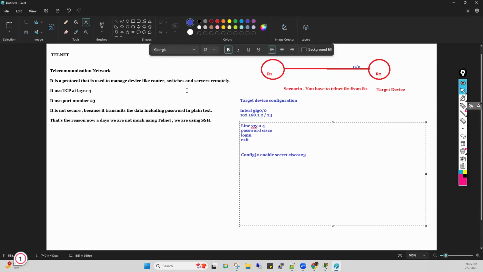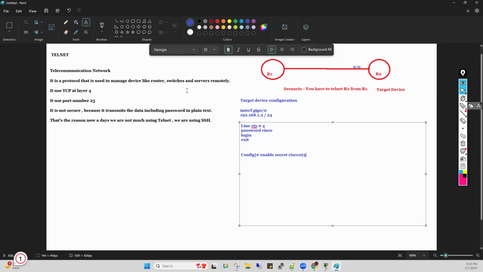Basically, enable secret is a secure password which I am setting in the privilege mode. Getting my point? For example, if I am asking you, on the router, total how many modes are there? Total 3 modes are there on a router. Yes or no? Right? User mode, privilege mode, and global configuration mode.